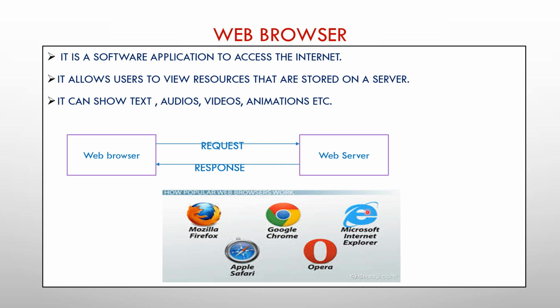Fine. Now these are the examples of web browsers. Mozilla Firefox, see the icons also. Google Chrome, this is the icon of Google Chrome. Microsoft Internet Explorer, Apple Safari, Opera. Now, the commonly used browsers are Google Chrome and Mozilla Firefox. So these are the examples of web browsers.